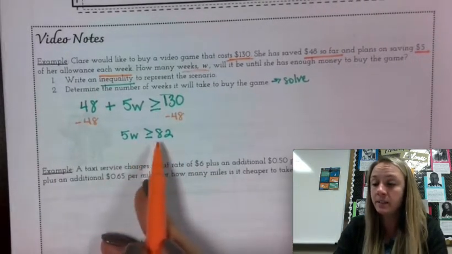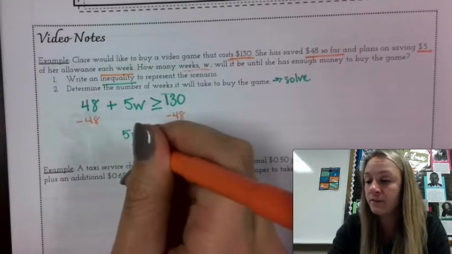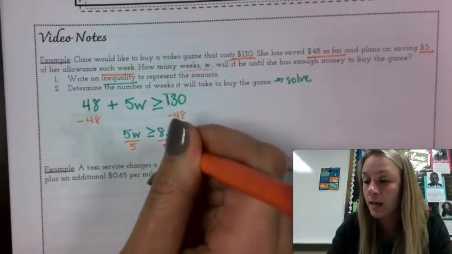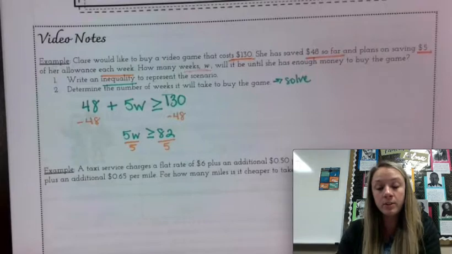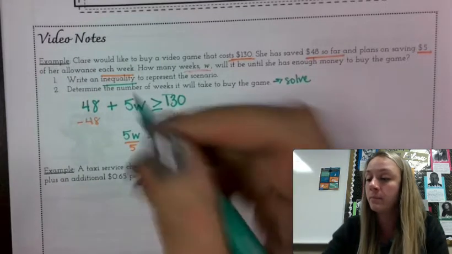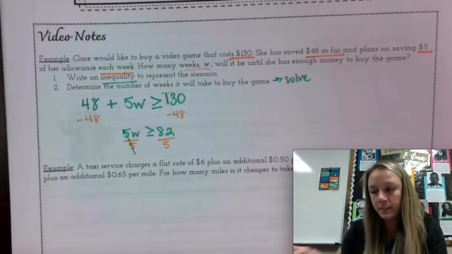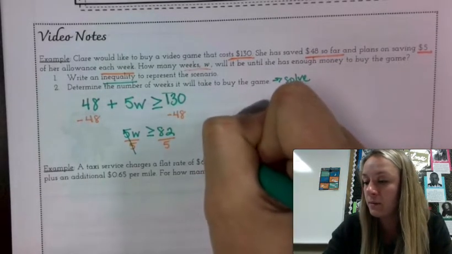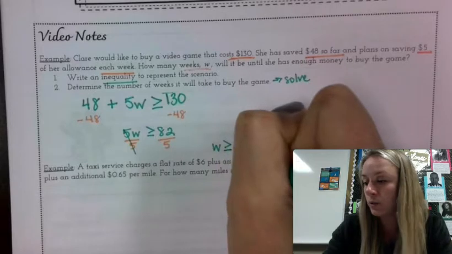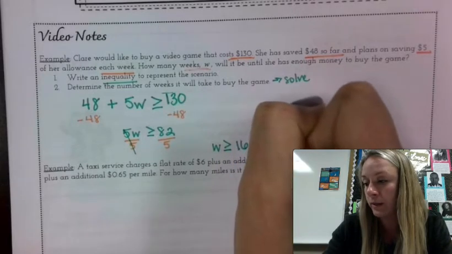My last step is to divide both sides by 5, so I get my variable alone. I am dividing by a positive number, so I do not flip my inequality symbol. And 82 divided by 5 ends up giving me a decimal. So I get w is greater than or equal to 16.4.